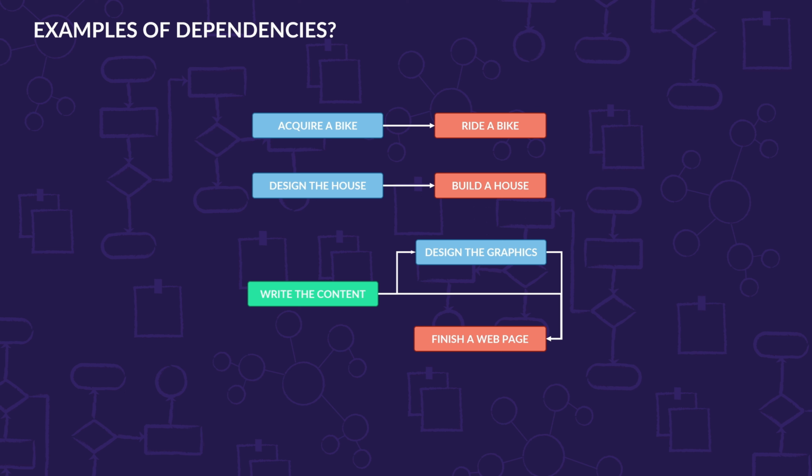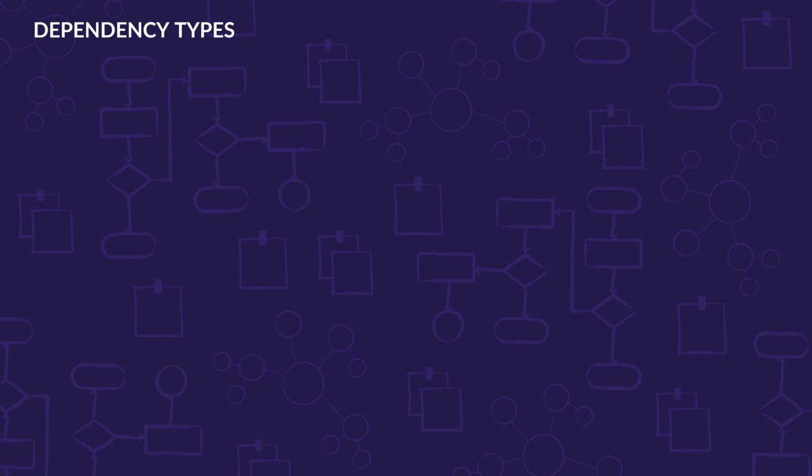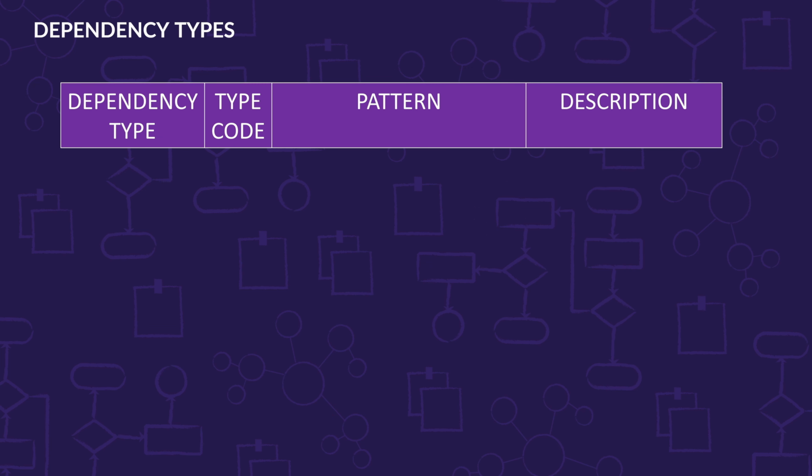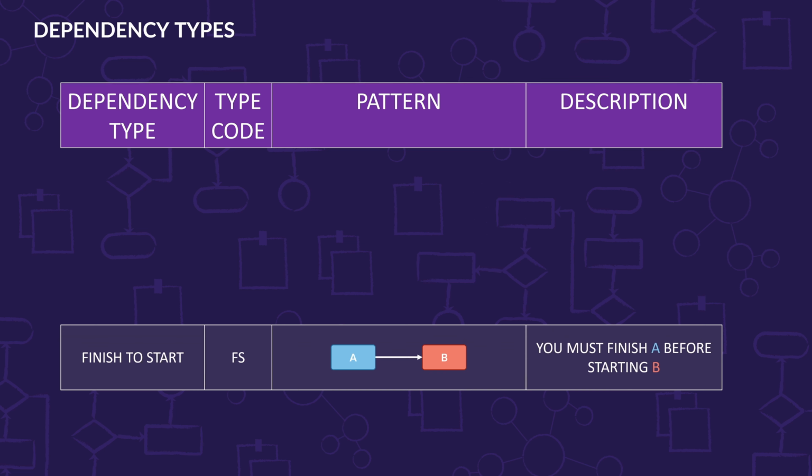And they come up all the time in everyday work or everyday life, and they definitely come up all the time and are critical in a project management context. So typically there are 4 types of dependencies. And for each of these, we're going to look at the type that they're usually referred to, what's a short form way of representing them, what is the pattern that they represent, and then a short description of it.